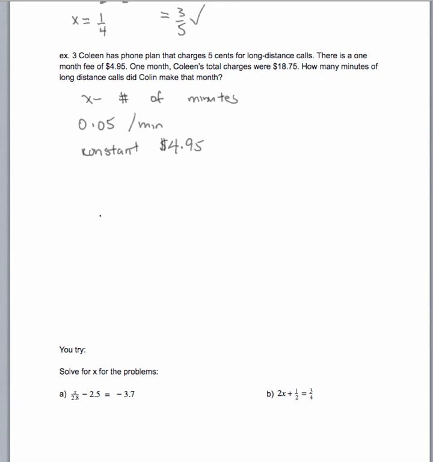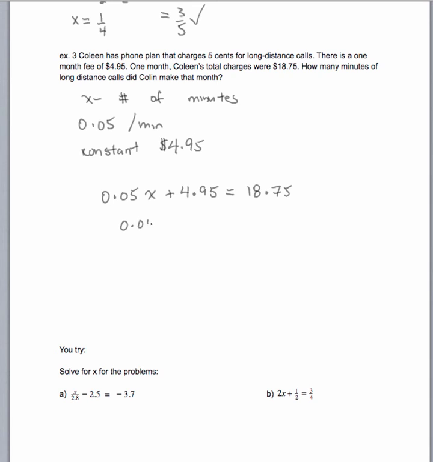So now once we set up this equation, we set it up by saying it's 0.05 dollars per minute, and we don't know the number of minutes, but we also know that there's a constant value of $4.95, which is going to be equal to the total cost of 18.75. And this equation makes sense because 5 cents per minute, plus an initial cost will give me a total charge of 18.75.